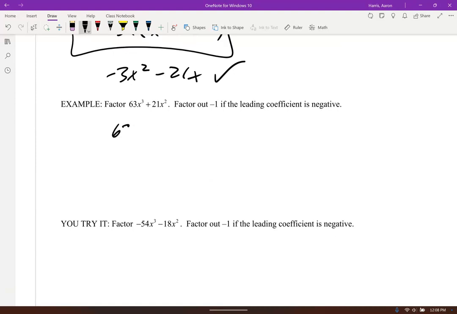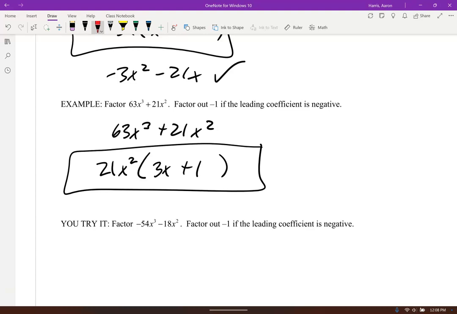Now, this one, 63x cubed plus 21x squared, notice the leading term here is positive, so I don't need to take out a negative. So I'm just looking at the 63 and the 21, and the greatest common factor is 21, and I can take out at most 2 x's. And I would be left with 3, because 3 times 21 is 63, x plus 1.